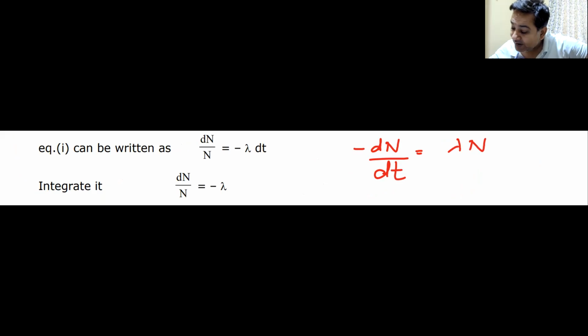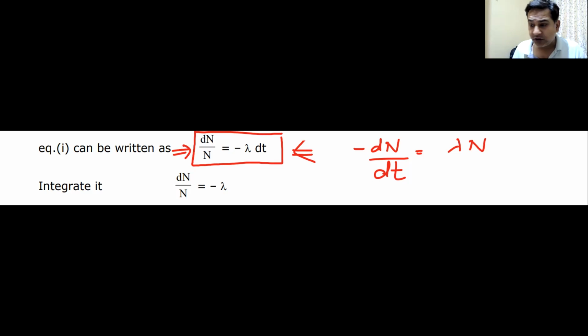Yes, sir. So I can write it like this. I have taken N on this side and it becomes dN by N is equal to minus lambda dt. Is it okay? After that, what are we going to do? We are going to use maths which is not a part of your curriculum, so we will not go into it. You will just write this step after that step, and then we will write the final result. And what is the final result? The final result will look something like this.